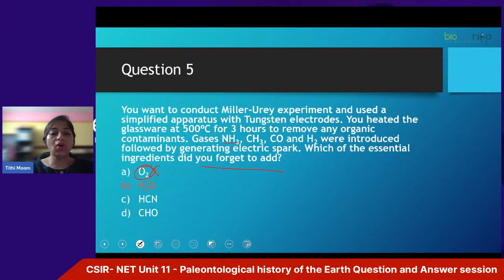Now if you see, all these gases are mentioned, but first of all, in their experiment, what they did, they heated up water, right? They boiled water in a vessel and directed the water vapor to the chamber that had these gases. And there is no mention of any water or water vapor in this experiment. So what did you forget to add? You forgot to add water.